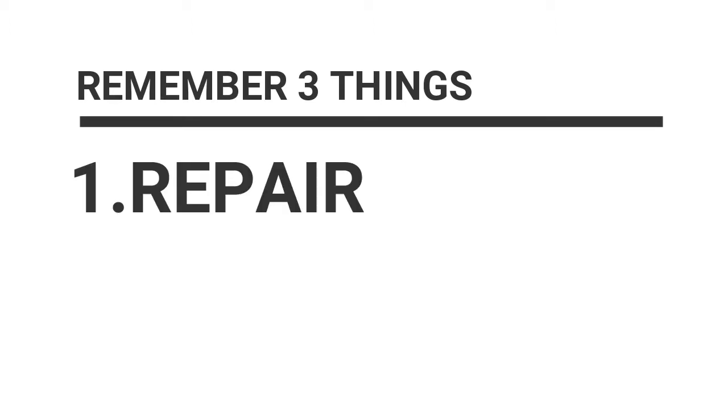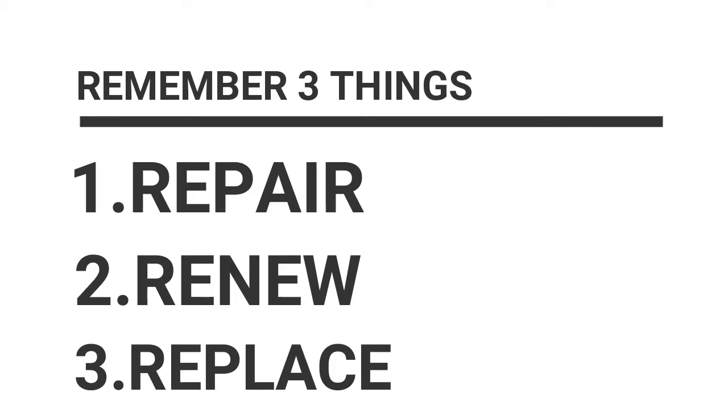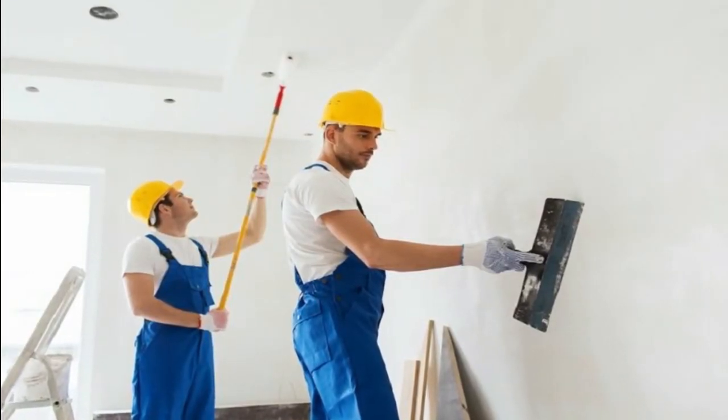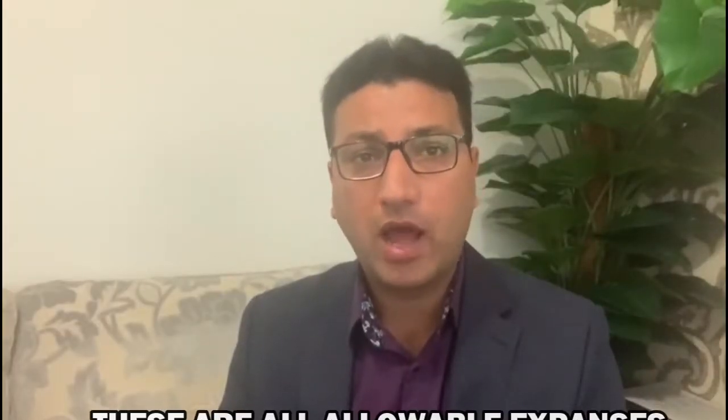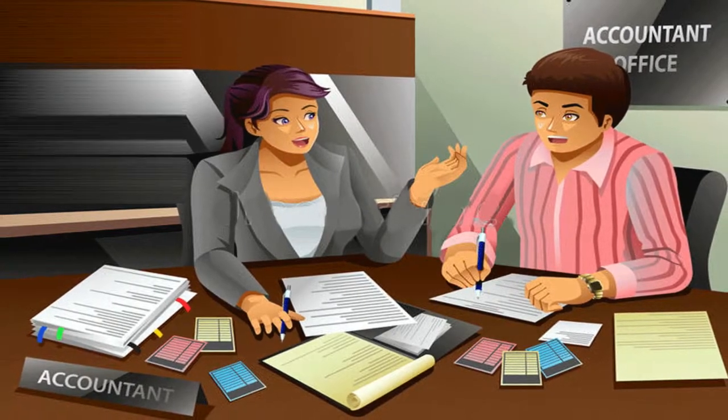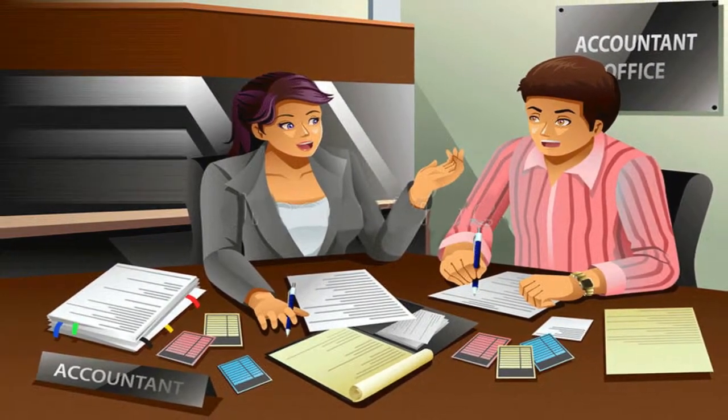Just remember three things. Number one is repair, renew, or replace. If you're doing any of these, for example repairing an existing floor, renewing the plastering, or painting the property, these are all allowable expenses. Make sure when you're doing your tax return, you know what you're doing. Don't claim costs which are not allowed. If you need professional advice, you can always get in touch with your accountant, who will guide you in the right direction.